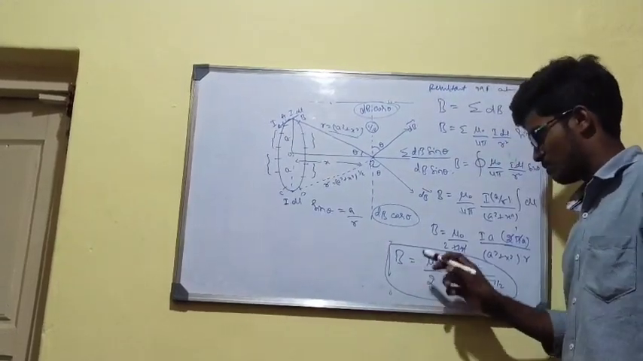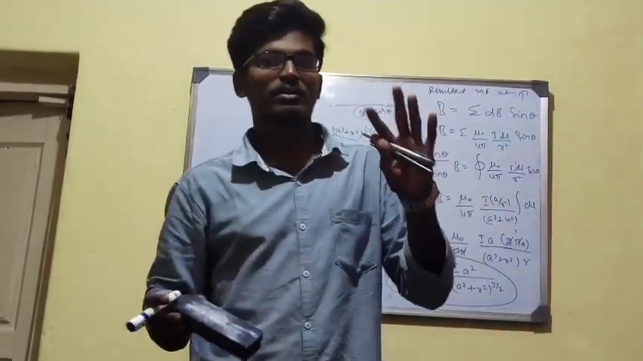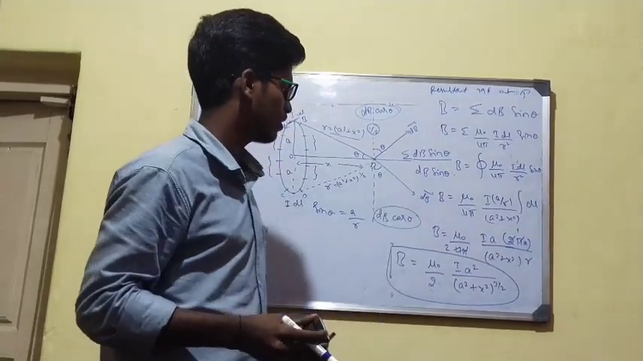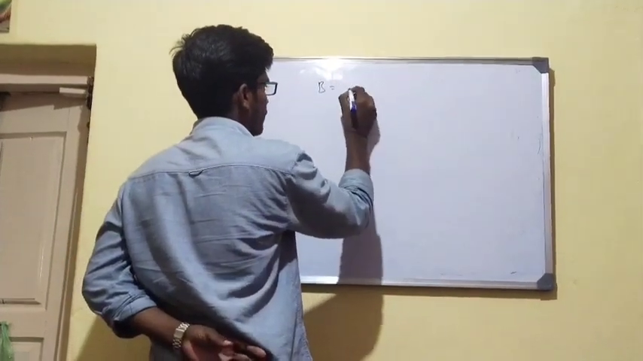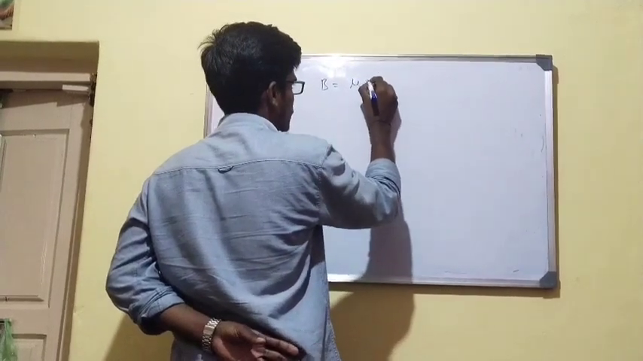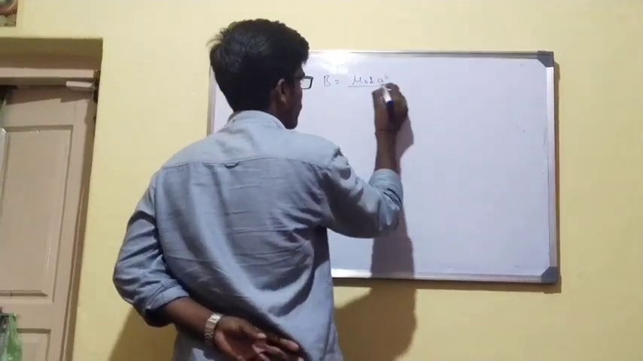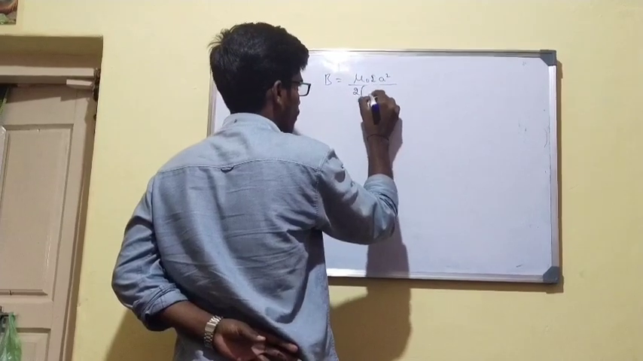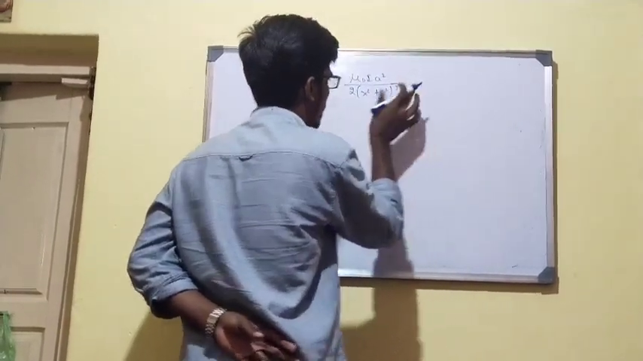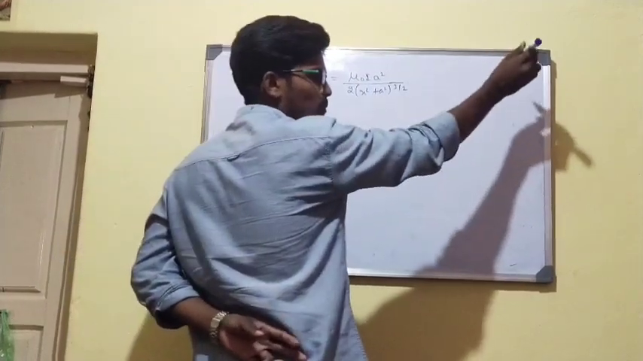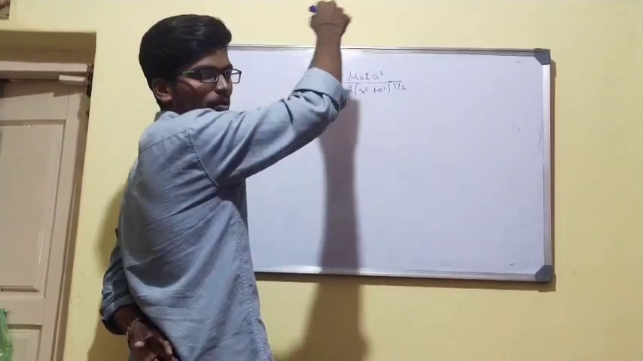This is an expression which we are using to find out the magnetic field along the axis of the circular coil. Now, we know the expression for the magnetic field at some point is mu naught I a square divided by 2 into (x square plus a square) whole to the power of 3 by 2. This is the expression for the magnetic field at some point because of the current in the circular coil.